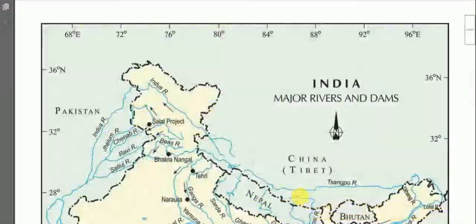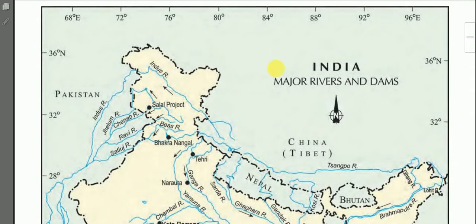So this is the map you will find in this chapter 3, and it shows the major rivers and the dams. I have to say that this map is the most important part of this chapter 3, because, as I told you before, in the CBSE exam map items will be asked from this chapter, so you have to examine this map very carefully.